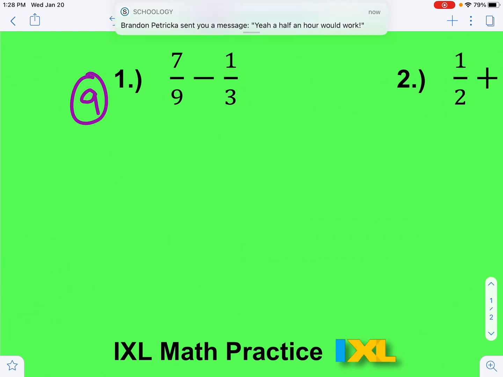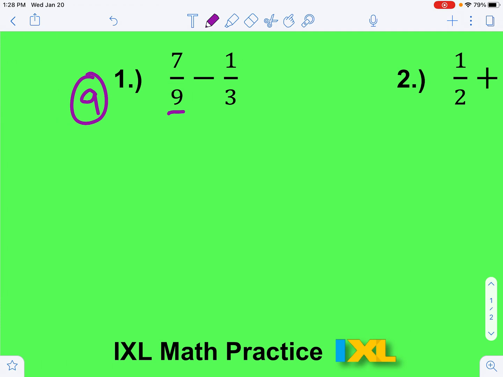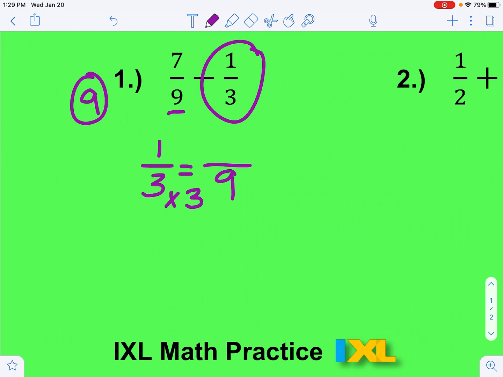Alright, so looking at our fractions, 7/9 is already there. We don't need to simplify that one anymore. But we do need to get equivalent fractions for 1/3. We need to change that to have a denominator of 9. Alright, so if you remember, to find equivalent fractions, we need to multiply or divide. In this case, we're multiplying. 3 times what gets us to 9? Right, 3. What we do to the bottom, we also have to do to the top. 1 times 3 gives us 3.